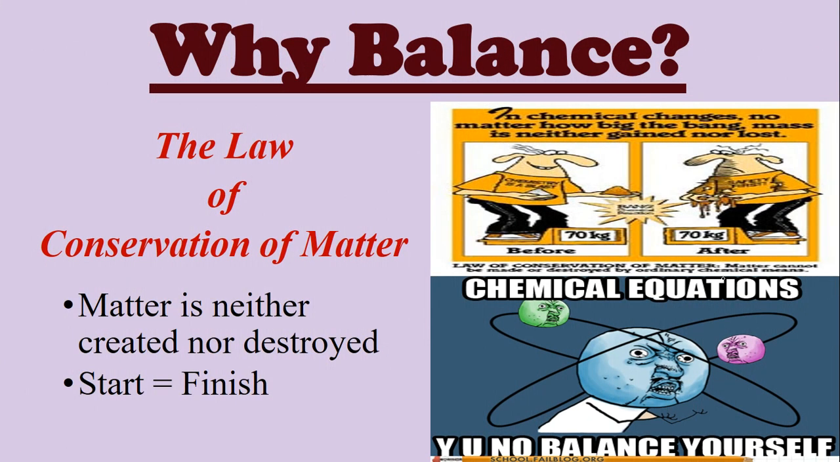But why do we need to balance equations? It's because of the law of conservation of matter, which states that matter cannot be created nor destroyed. It can be changed, but it can't be created, it can't be destroyed. In other words, the amount you start with must equal the amount you end with. So if you start with 27 oxygens, you need to end with 27 oxygens. They just can be in different compounds. The amount of them has to be the same.